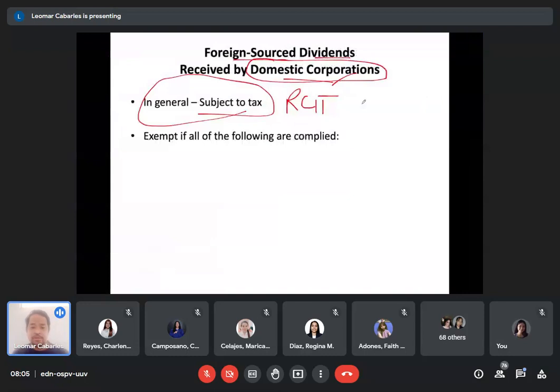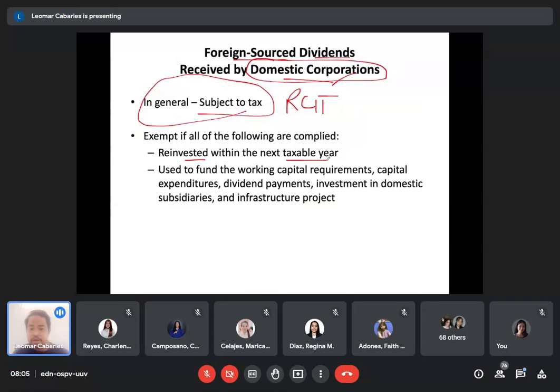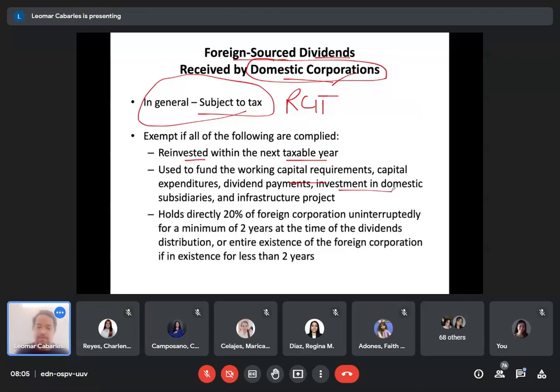The conditions are the following. If it is for reinvestment within the next taxable year, used to fund working capital requirements, capital expenditures, dividends, investment in another domestic subsidiaries, and even infrastructure project. And domestic corporation holds 20% dun sa foreign corp na yun. So hindi siya interrupted, no? For a minimum of 2 years.